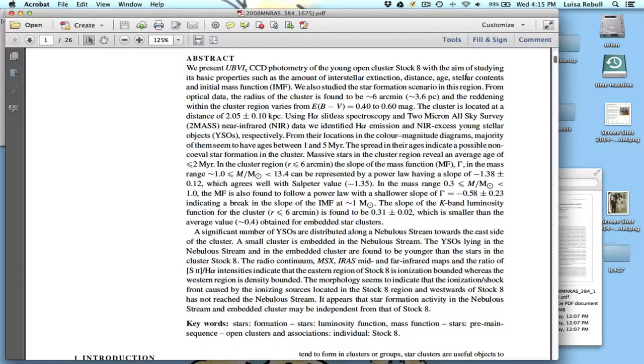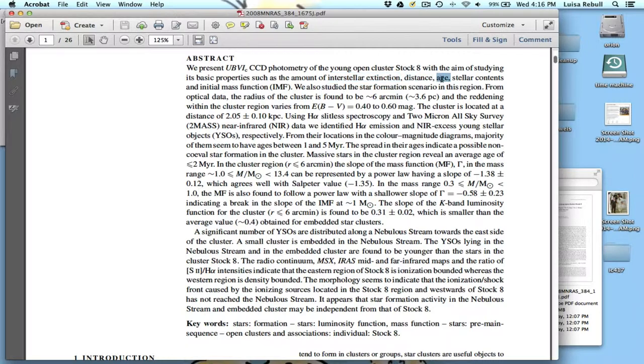So they're going on talking about the aim of studying its basic properties, such as the amount of interstellar extinction, distance, age, stellar contents, and initial mass function. So let's look at that. They're laying out sort of their table of contents. Interstellar extinction is going to matter for us eventually, but not at this time. So you don't need to care about interstellar extinction.